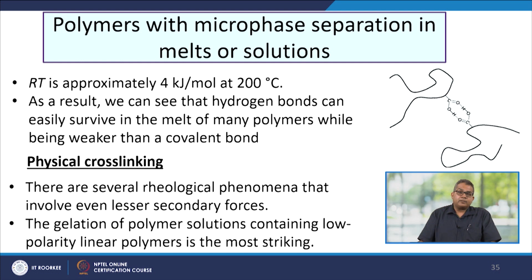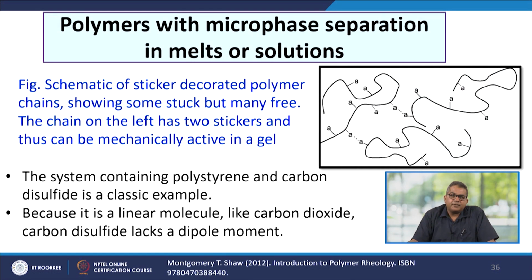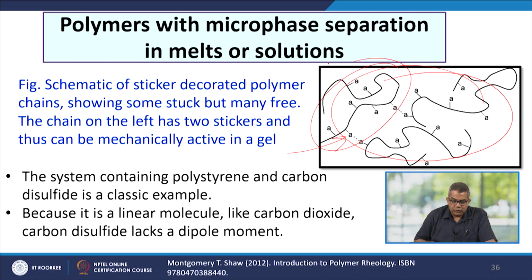Now, the physical cross-linking: there are several rheological phenomena that involve even lesser secondary forces. The gelation of polymer solution containing low polarity linear polymer is most striking. Now, this particular figure represents the schematic representation of a sticker-decorated polymer chain showing some stuck but many free. The chain on the left, this one, has two stickers and thus can be mechanically active in a gel. The system containing polystyrene and carbon disulfide is a classical example.